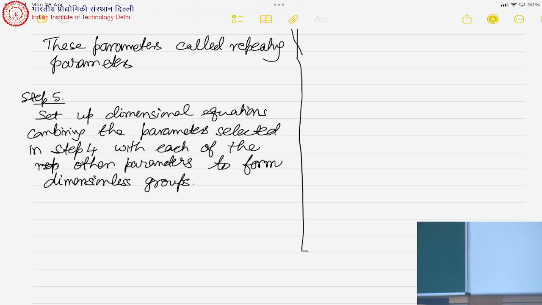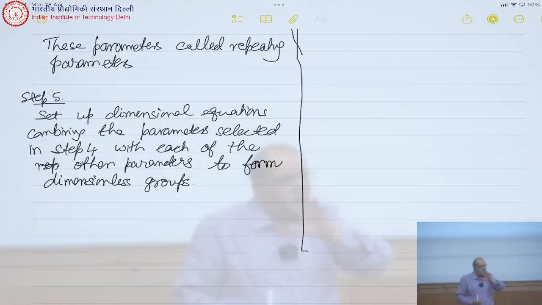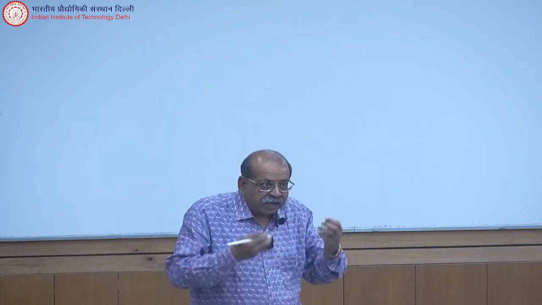Let's say we have chosen rho, V and D as the repeating parameters. So I will look at the first parameter. There are only two left. Which are the two left? F and mu. So I'll look at F and try to combine it with various combinations of rho, V and D to get a dimensionless group. And how do we do this?